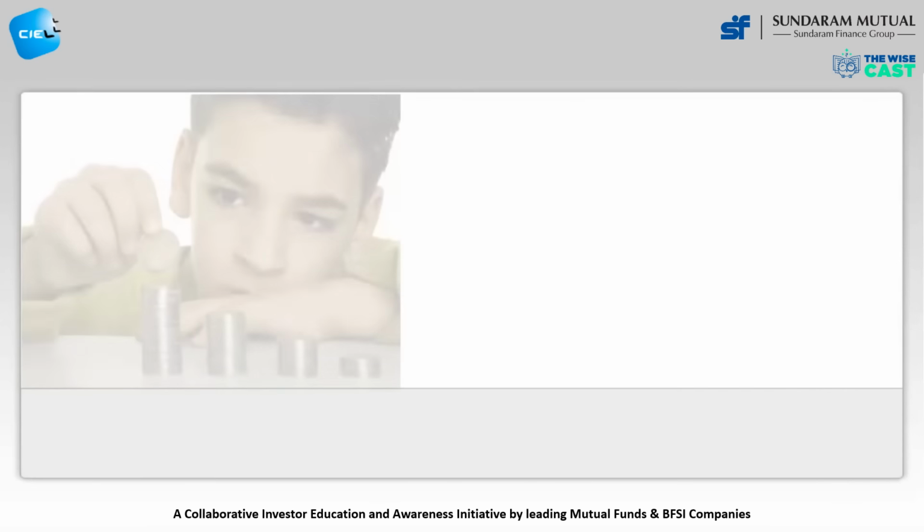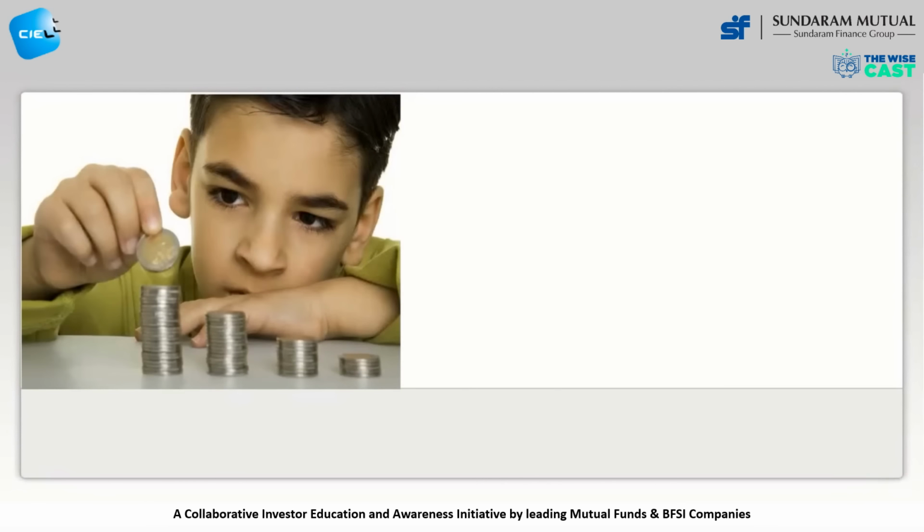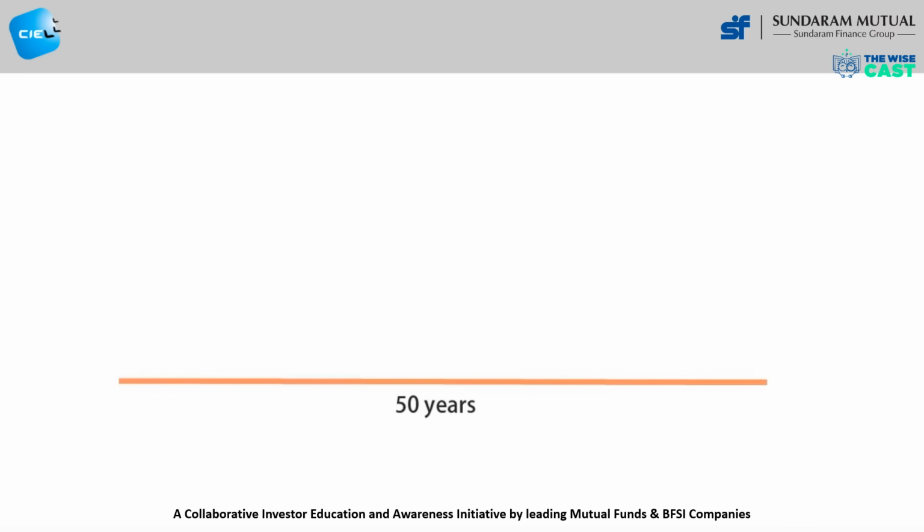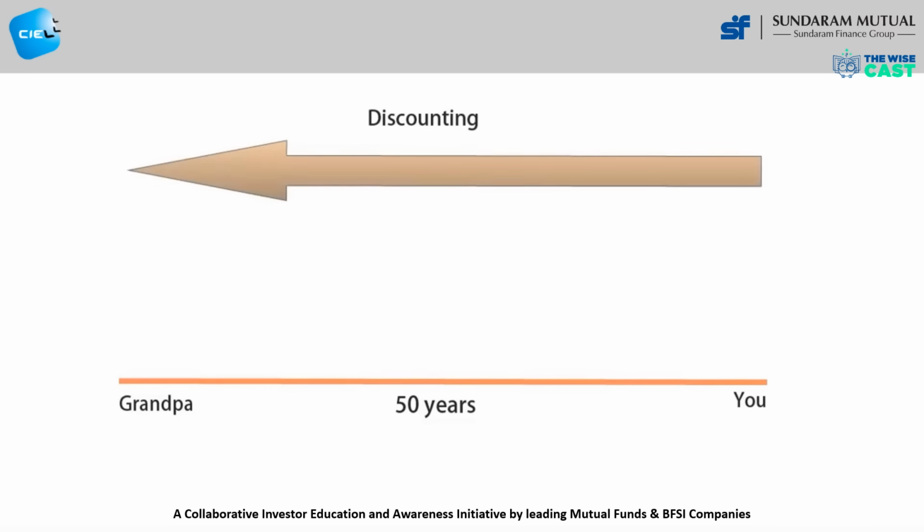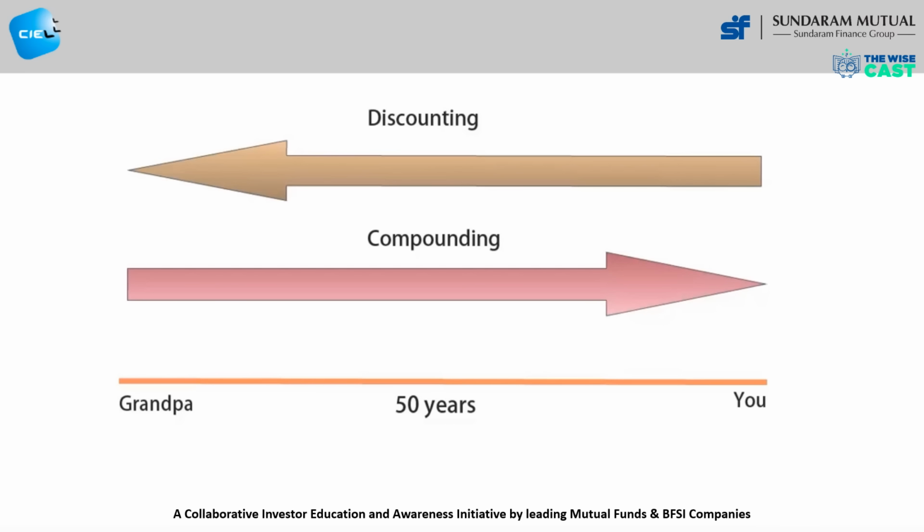Your grandfather earned and spent his money several years ago, while you do so now. The value of money then and now is not comparable. Inflation would have modified the value of money over time. Either you discount your current earning and expenses to go back to your grandpa's time, or you compound his rupees to your time now.